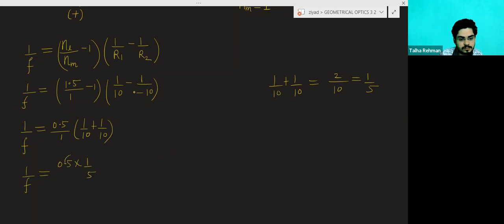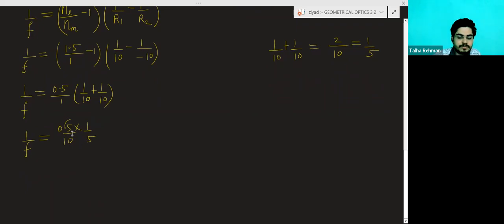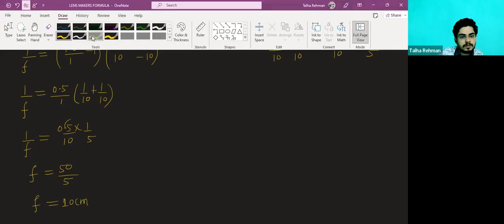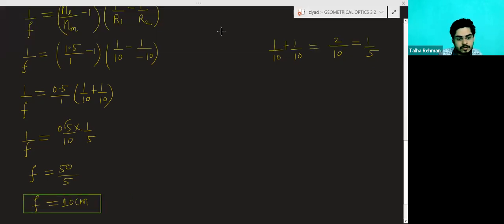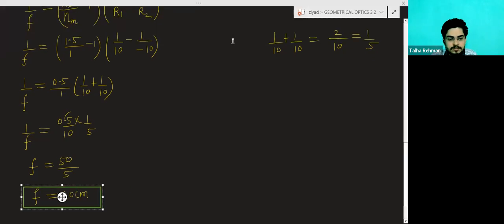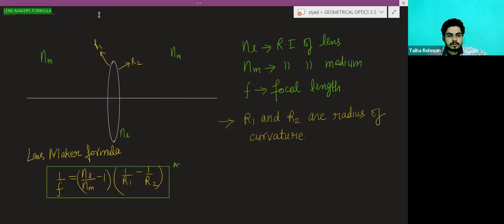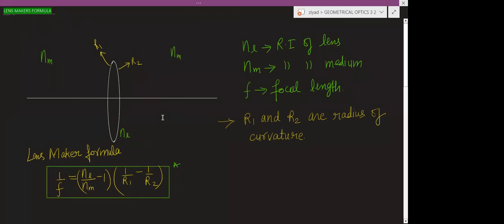Now it will be 50 by 5. The focal length will be 50 by 5. What is 50 by 5? 10. So 10 centimeter will be the focal length of the lens. Write this down. Done.